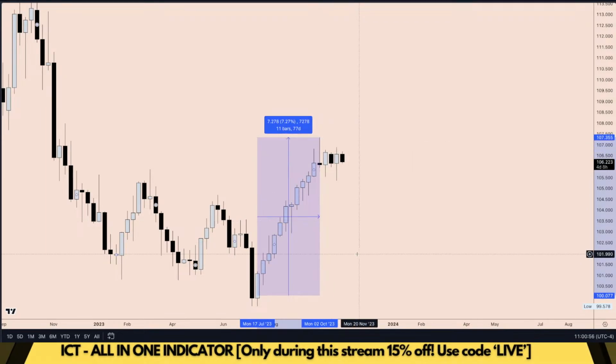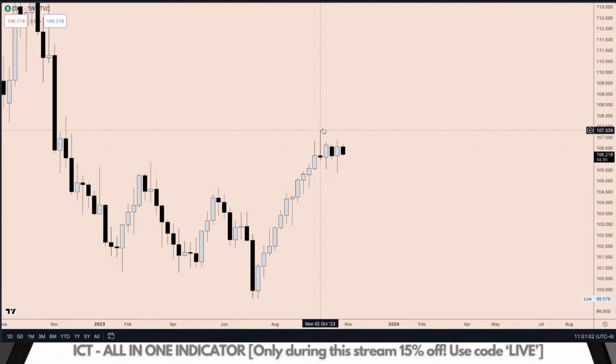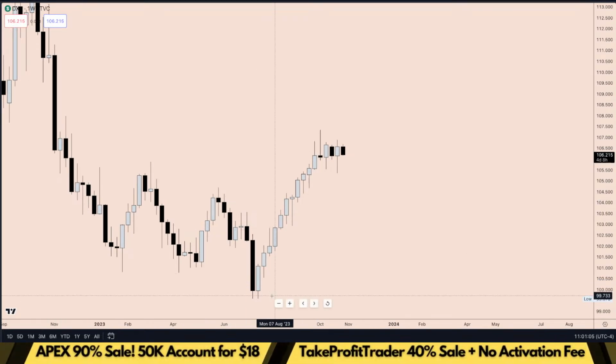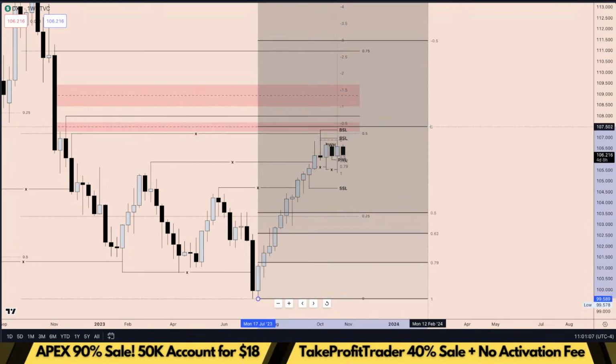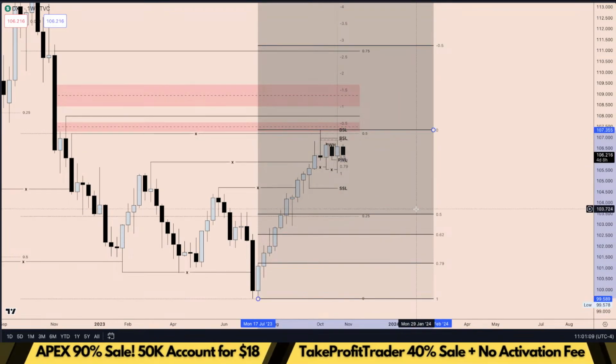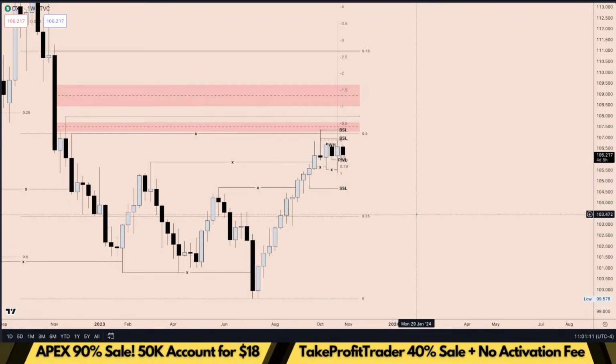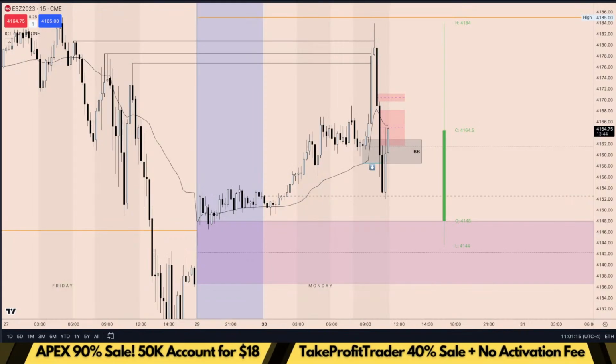77 days. So almost 3 months, a little bit less than 3 months. Rally to the upside. So what would we expect? A healthy retracement maybe. 50%. Which would fuel the bull market for crypto. Let's go.